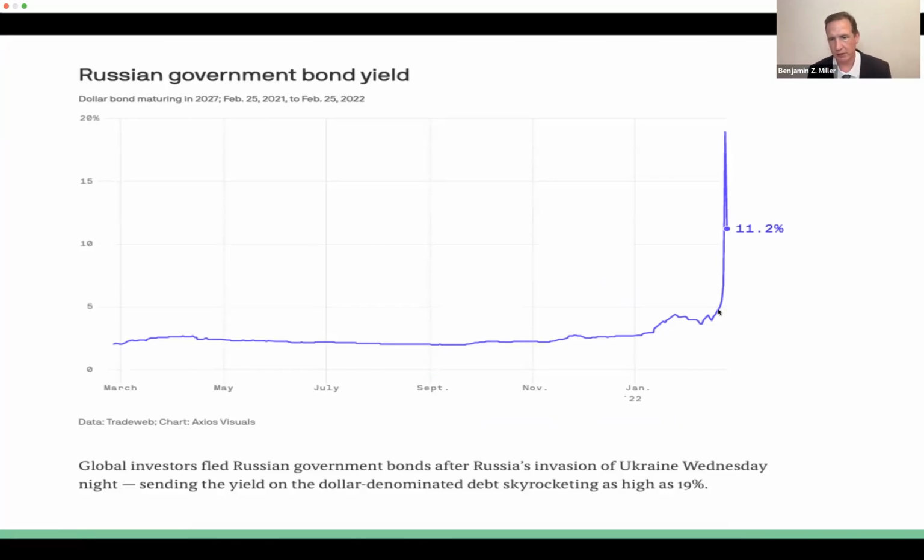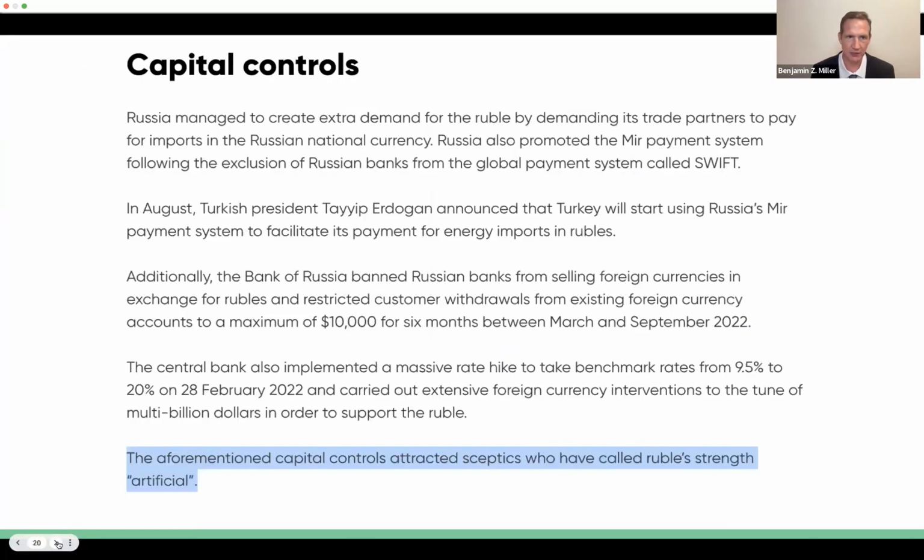Notice the Russian government bond yield here, it jumped up. That means that the price of the Russian government bond fell because the yield increased. And you can see here that it caused a massive increase. At one point, the yield went as high as 19%.